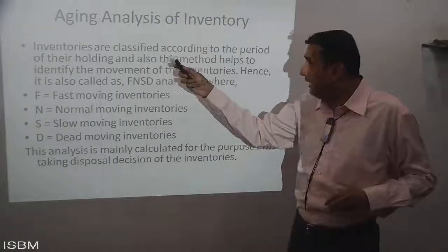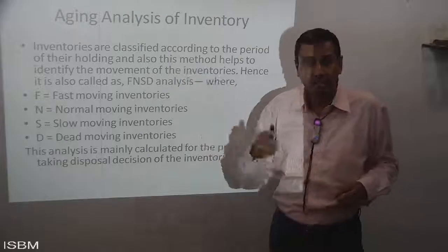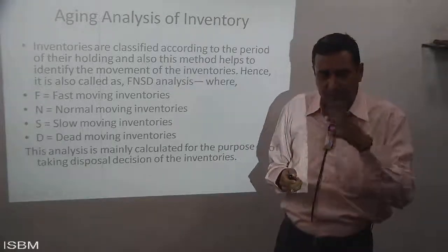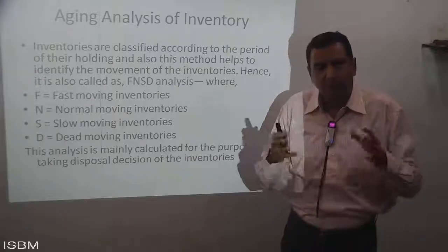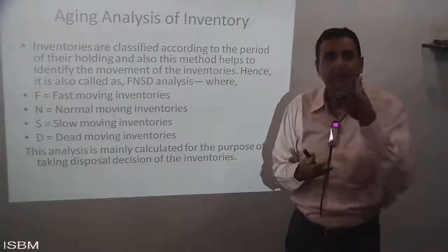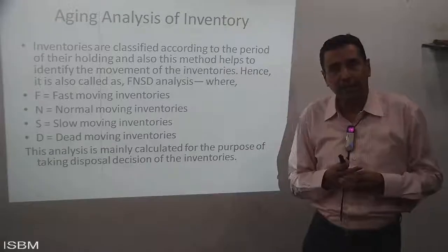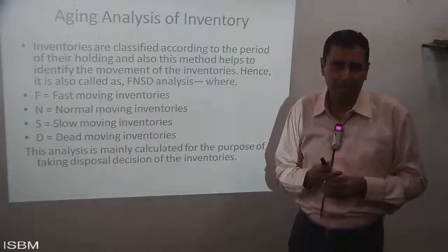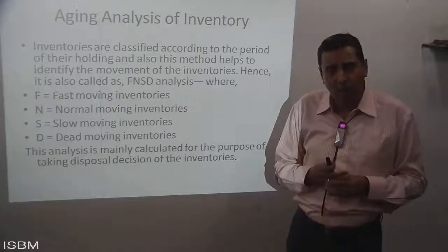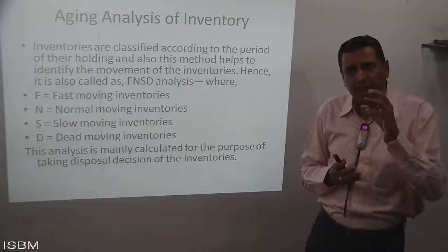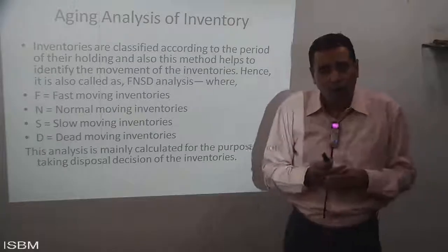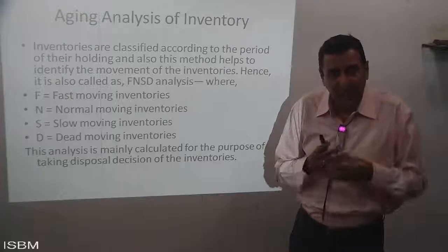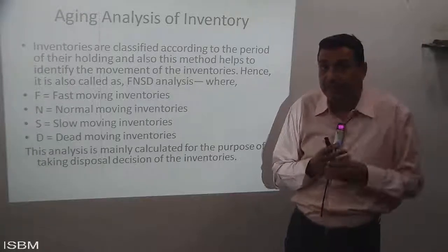One of the most important aspects is the aging analysis of inventory. In particular manufacturing companies, there are thousands of inventories. For example, spare parts: in a manufacturing organization, there are thousands of spares available in the inventory. So it becomes very difficult to know how the movement of inventories is taking place. Are they fast moving? Are they slow moving inventories?